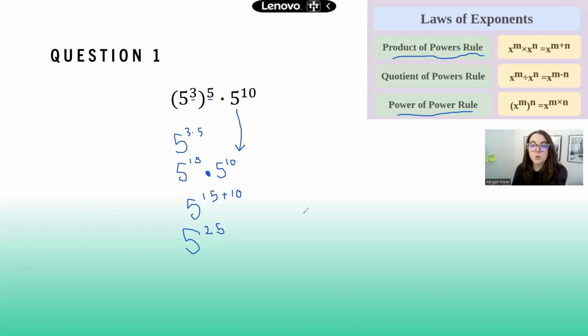So question 1 was reviewing two different laws of exponents. We reviewed power of a power and product of powers, and these steps will help you with question number 1 on your spiral review number 2.